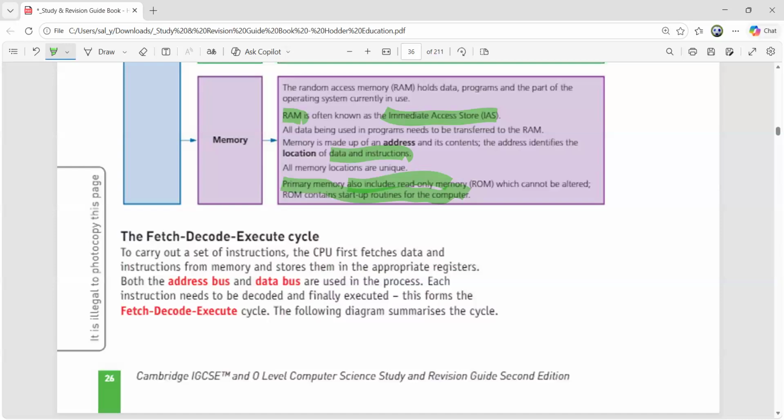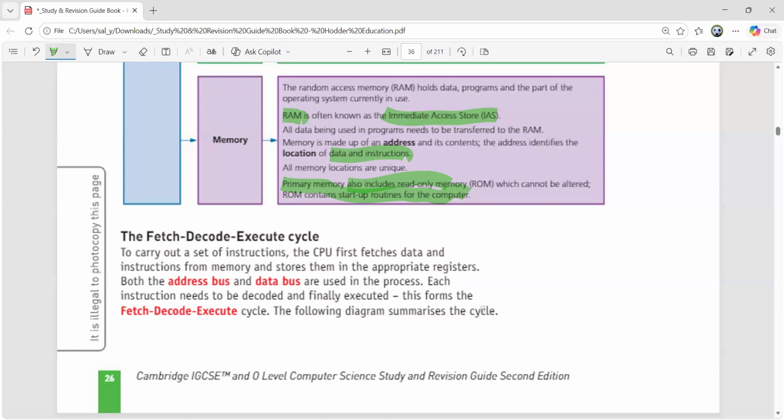So first of all, you read the question, that is fetching. You understand what is the requirement, that is decoding. And then you start answering the question, that is executing. And once you are done with one part or one question, then you move to the next. Exactly the same thing happens in the computer.